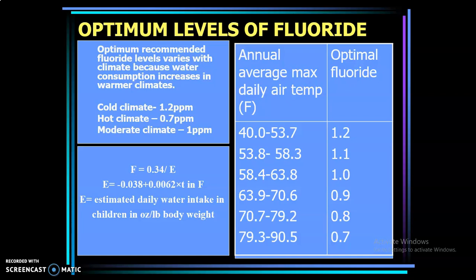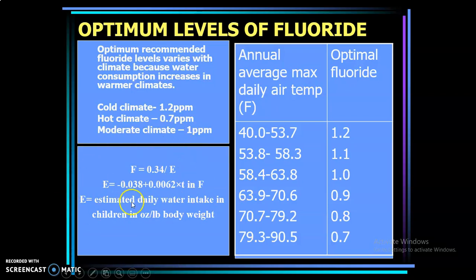Coming to the optimal levels of fluoride, this was already discussed. The optimum level of fluoride is always mentioned as a range. It is 0.7 to 1.2. The reason it is mentioned as a range is because it directly depends on how much water is consumed. The more the water is consumed, the lower the concentration needs to be. So it depends on the temperature of that place. And there is a formula for calculating that. This is known as Galligan's formula.